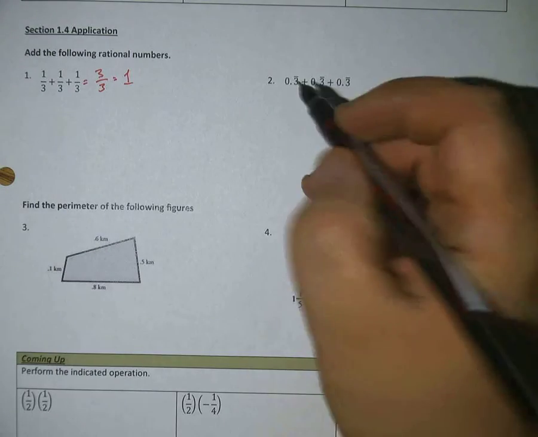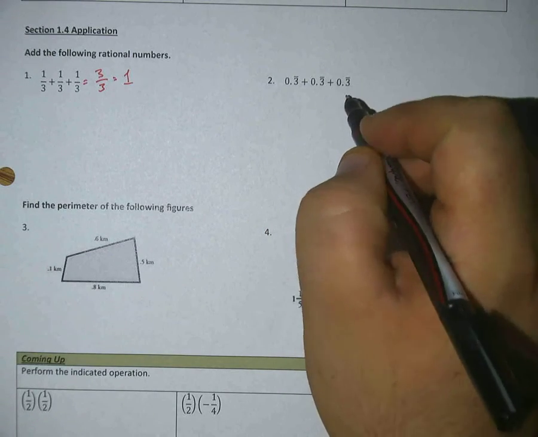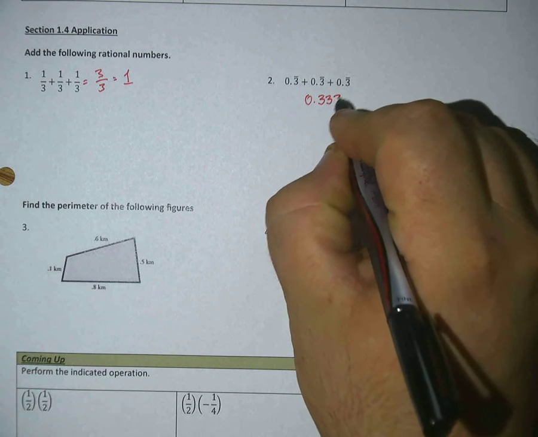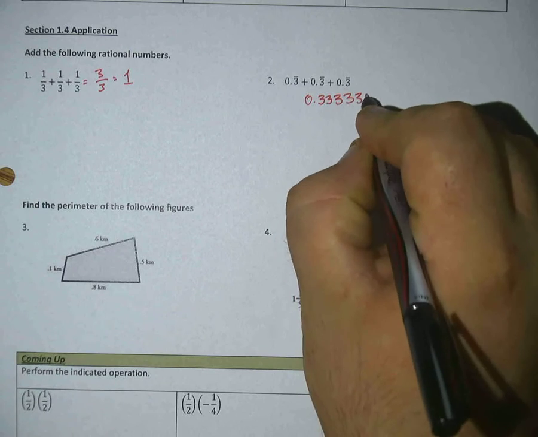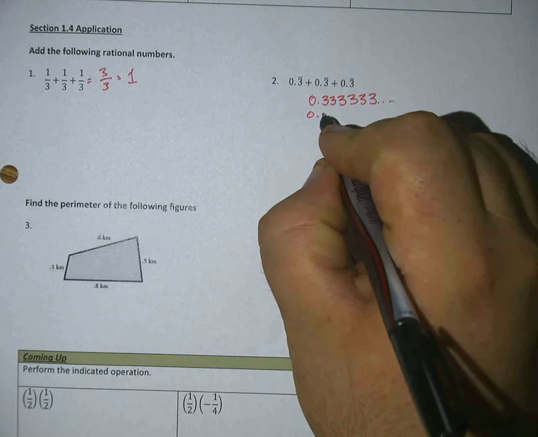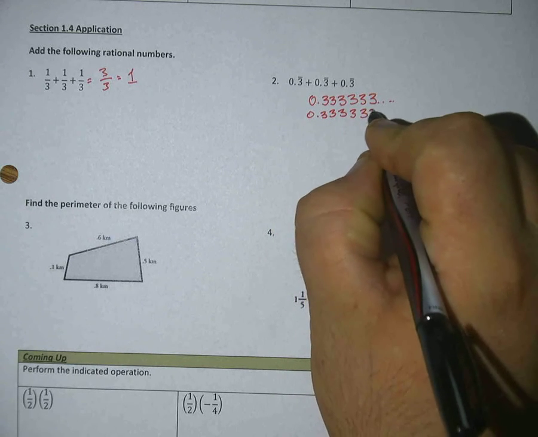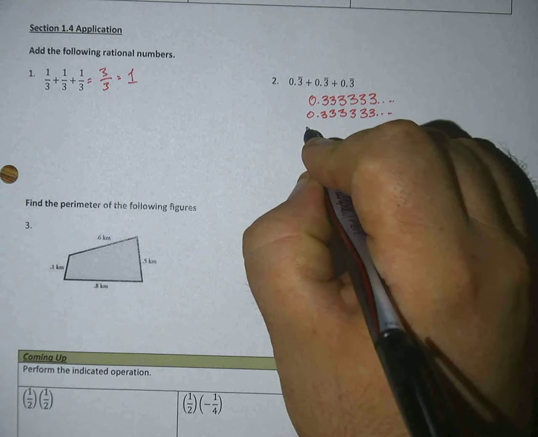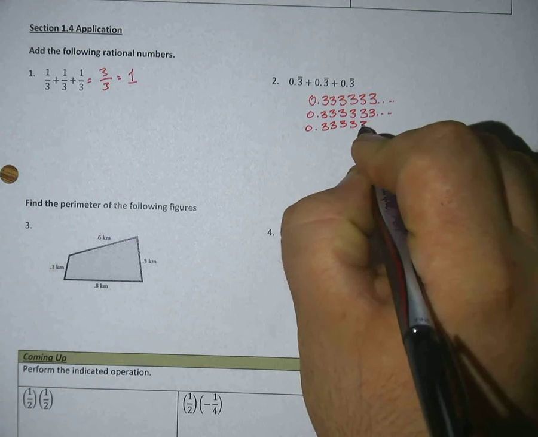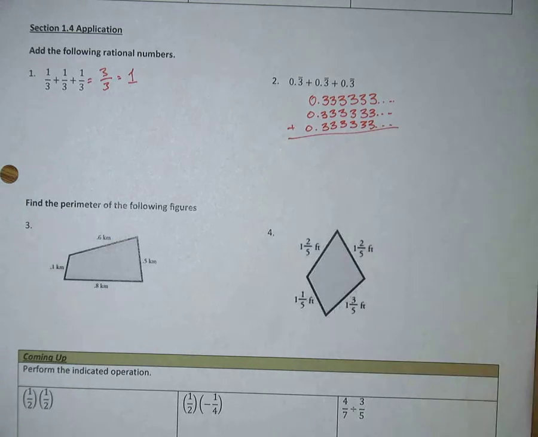So for the next one, I have 0.3 repeating plus 0.3 repeating plus 0.3 repeating. Now, in all actuality, what this looks like is there's a bunch of 3's here, and it goes on and on forever. And I have actually 3 of those. So let me just get a few down here. Okay. So really I'm adding those up.